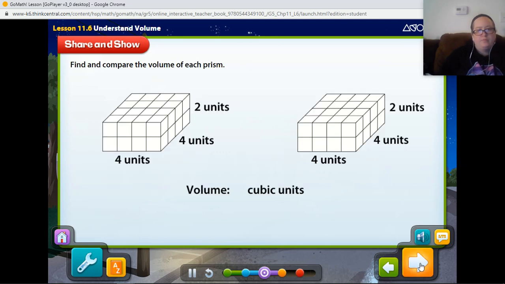Find and compare the volume of each prism. These two prisms have the same length, width, and height, which means they have the same volume. Select the volume that represents both prisms. Well, 4 times 4 is 16, times 2 is 32. That's right. The volume of each prism is 32 cubic units.